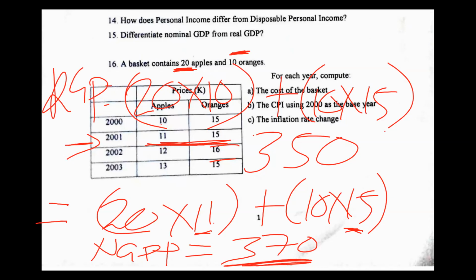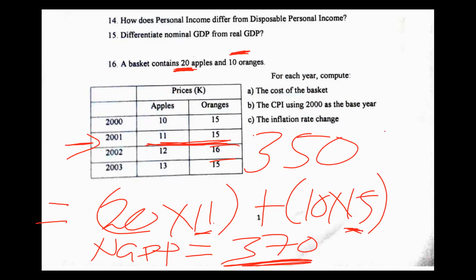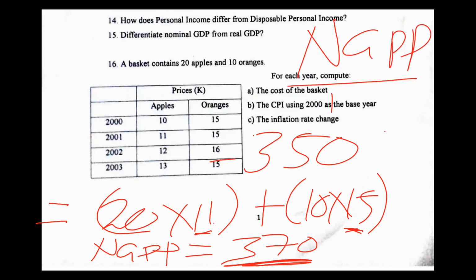Now, that is how you find the real GDP and the nominal. But to find the CPI itself, you do this. You say nominal GDP divided by the real GDP times 100. That will give you the CPI, which is also called the GDP deflator. It gives you the deflator, which is the same as CPI.